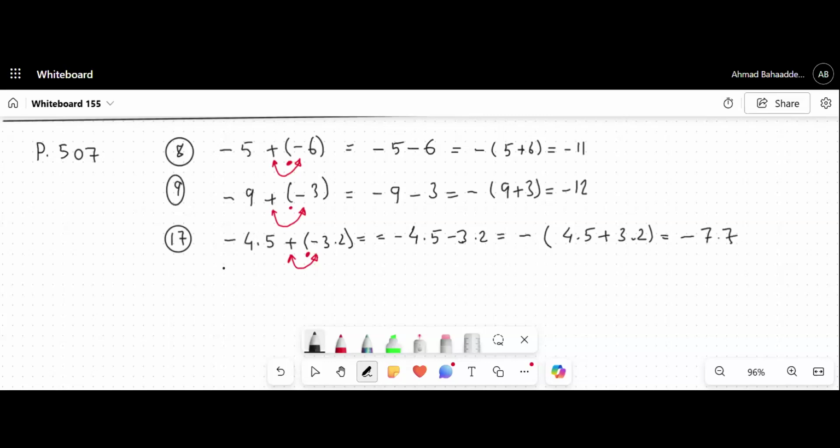7.7. Do you see that, guys? This is a type of decimals. And the other one is going to be, I believe it's question number 19 and 20. Let's do 19 and 20.